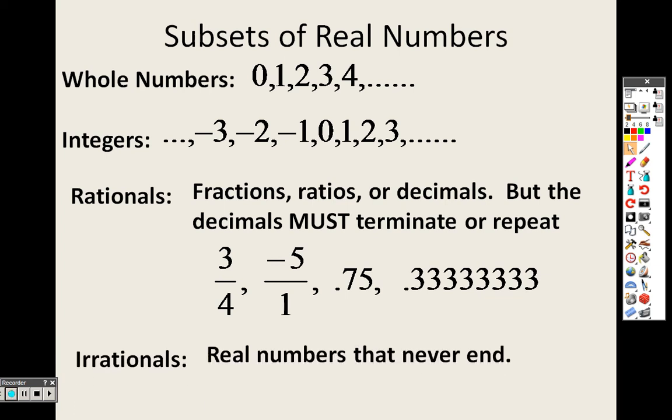And irrational numbers, they are real numbers that never end. For example, pi is an example of that. Later, way down the line, we'll get to e. E is a number like that as well, the Euler number that doesn't end. And square root of 2 is another example of that.